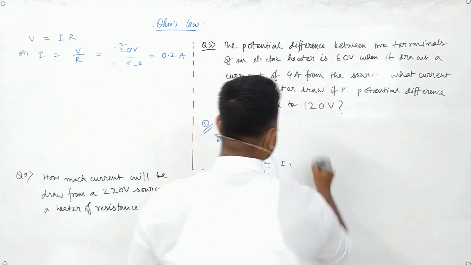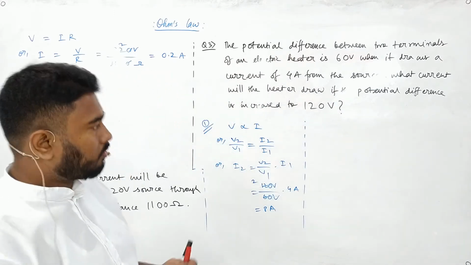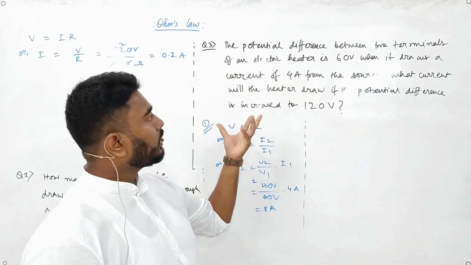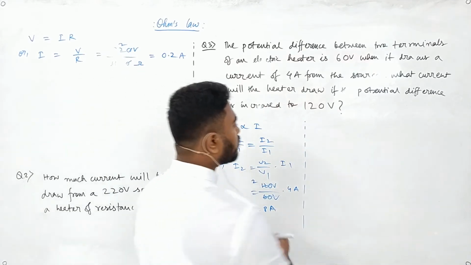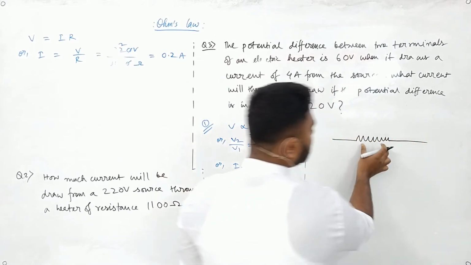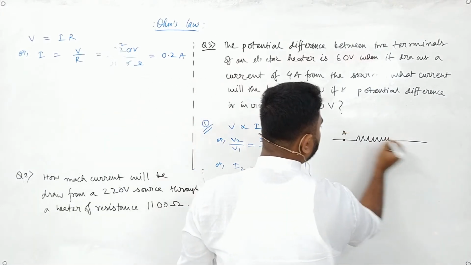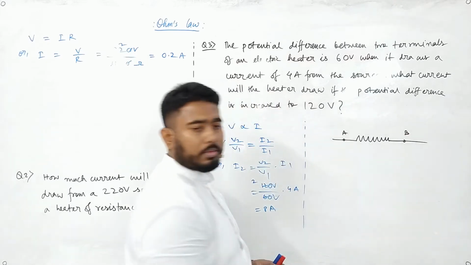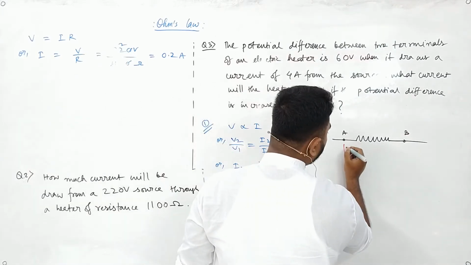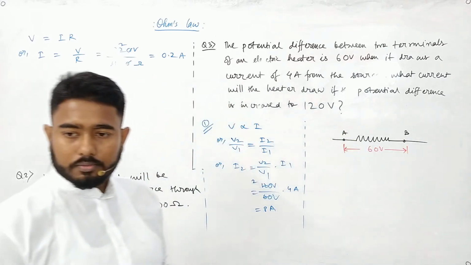Now next we will do it using the concept of resistance. It is said that the potential difference between the two terminals of an electric heater is 60 volt. First let us draw an electric heater. This be the wire of the electric heater. Now the terminals of the electric heater, let this be terminal A, this be terminal B. The potential difference across these two ends is 60 volt.